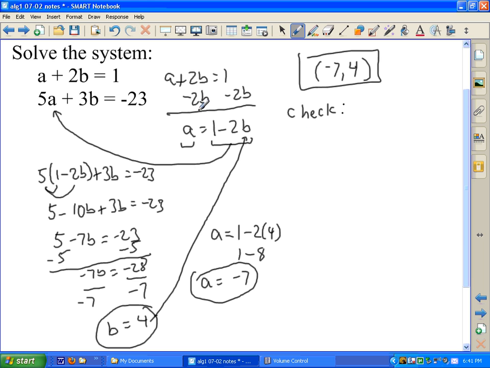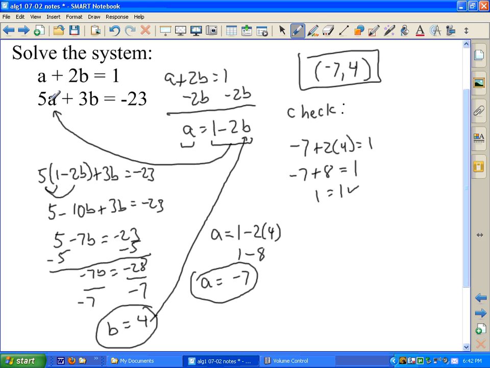So into the first equation, negative 7 is going in for the a, 4 is going in for the b, so I want to see, does negative 7 plus 2 times 4 equal 1? Well, negative 7 plus 8 is equal to 1, so that checks.